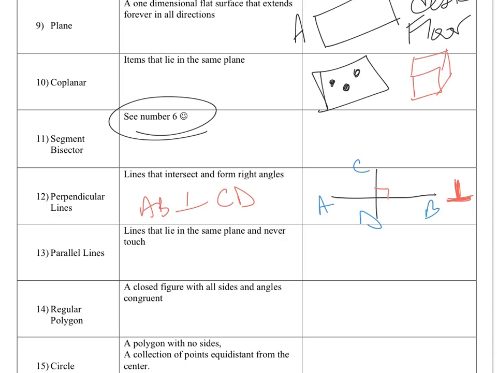The next one, parallel lines. We pretty much know this already, but parallel lines are two lines that extend forever and never touch. And the symbol for that would be a single arrow. If we had multiple sets of parallel lines, we would go to double arrows or triple arrows.